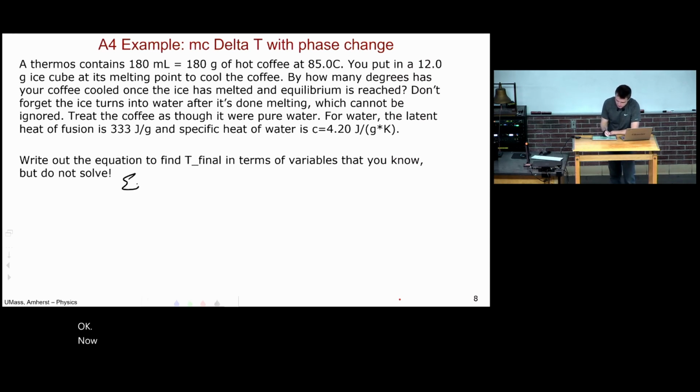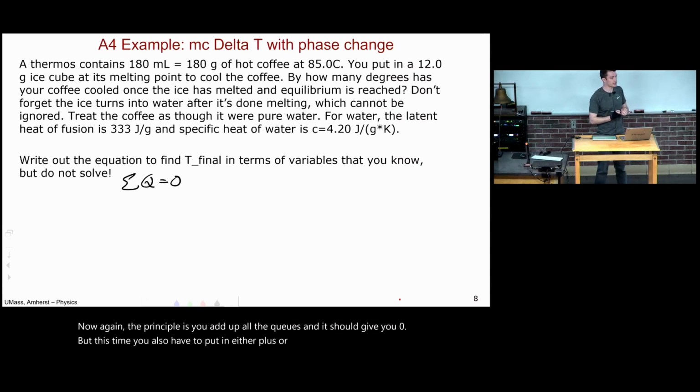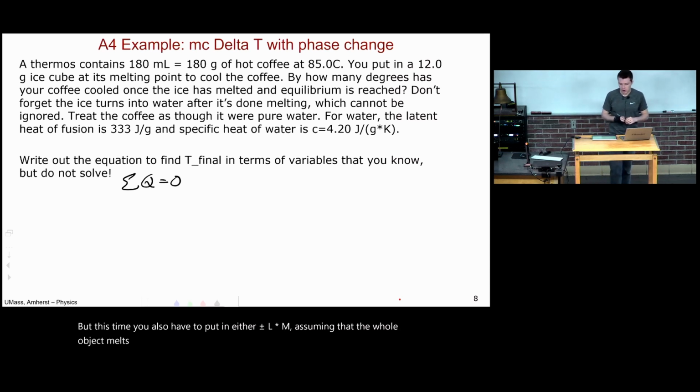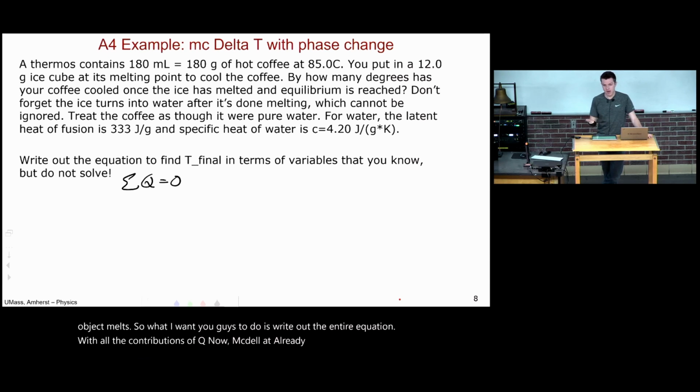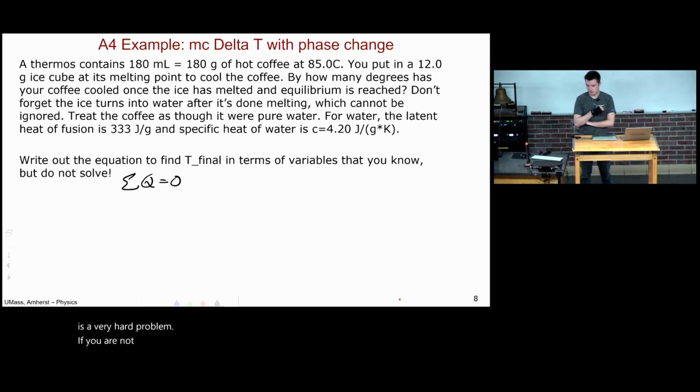Now, again, the principle is you add up all the Q's, and it should give you 0. But this time, you also have to put in either plus or minus L times M, assuming that the whole object melts. Okay? So what I want you guys to do is write out the entire equation with all the contributions of Q. Now, MC delta T already comes with the correct sign automatically, so it's always plus. Decide whether you need to use plus L or minus L, and get the equation down to the form where you could plug in numbers. It's one variable, one unknown. Okay, this appears on the homework, and it is a very hard problem if you are not careful with it. If you are careful, it's an easy problem.